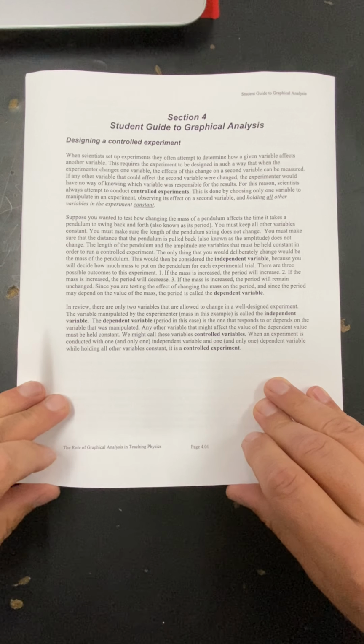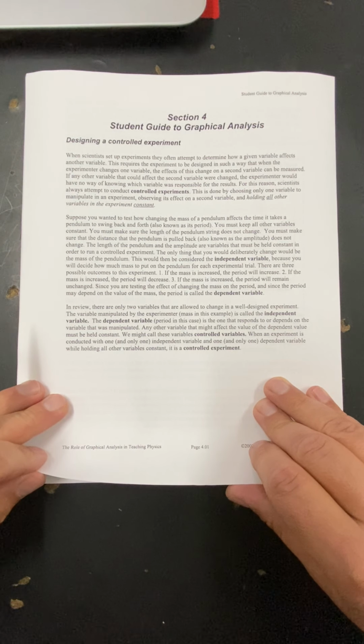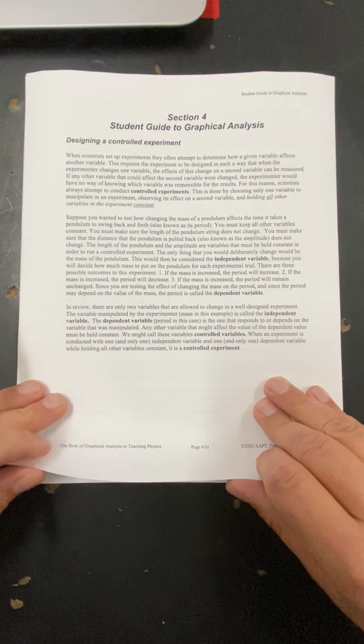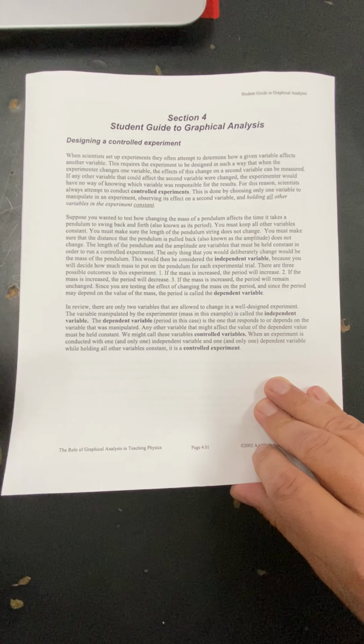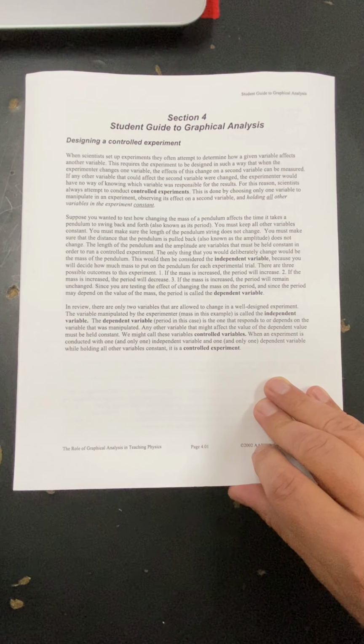The beginning, in fact, I think it's the first 7 pages of this, really just goes into how to make good data tables, how to control an experiment, and then some good graphing tips. So I'm not going to stress that too much. I would like to talk about independent versus dependent variables.